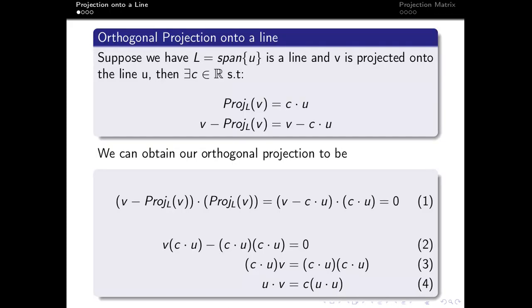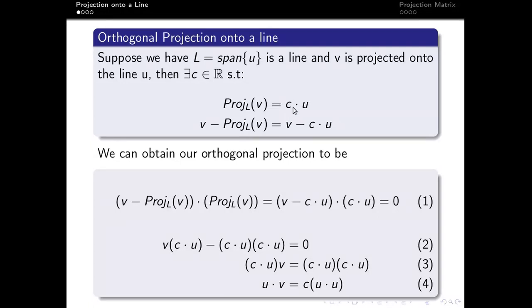Looking at the orthogonal projection onto a line, suppose we have a line L which is spanned by U, and V is projected onto the line L. Then there exists a certain scalar C belonging to the set of real numbers such that the projection of V onto L is the same as a certain scalar C times U. And the orthogonal projection vector is V minus the projection of V onto L.